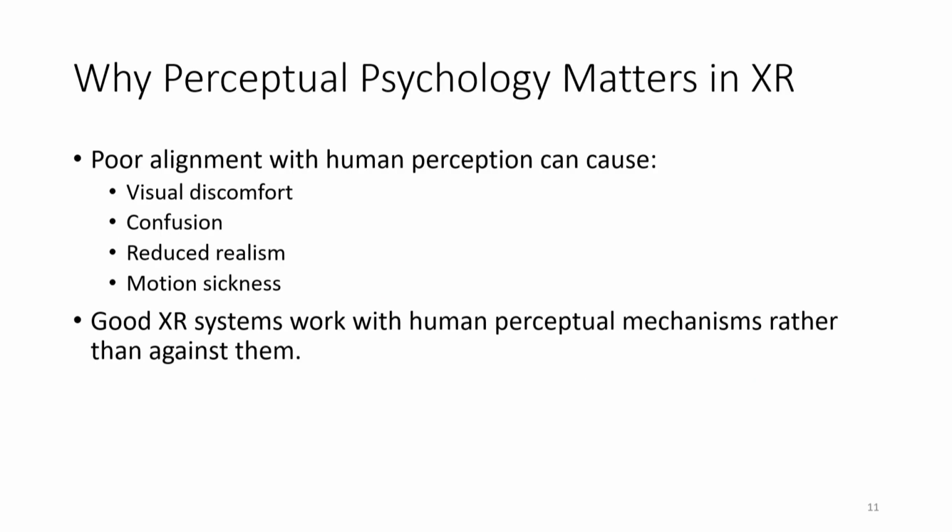So, the key question is, why does perceptual psychology matter in XR? This is because if there is poor alignment with human perception, this can lead to visual discomfort, confusion, reduced realism and motion sickness that the users of the VR environment experience. So, good XR systems work with human perceptual mechanisms rather than against them. If you are a designer of immersive systems, you must learn how to use the human perceptual mechanisms well to create better immersive worlds.